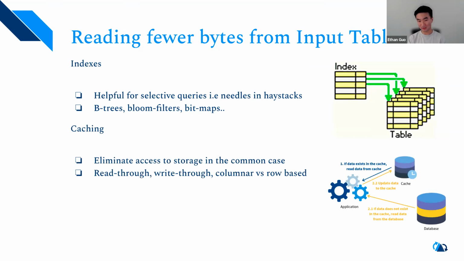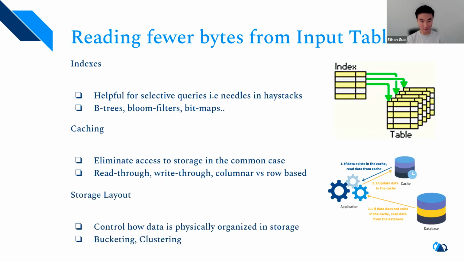How about we skip the actual reading for some part of the data, actually not reading from the storage? That's where caching comes into place. It limits the access to the storage in most cases if the same set of data is being accessed, so the caches can provide the data without reading from the actual storage. Even better, beyond that, if we do want to read data from the storage, we can still do some optimizations like storage layout to control how data is actually organized.